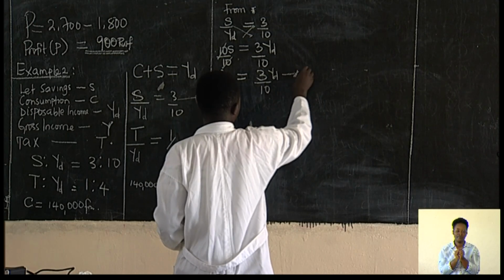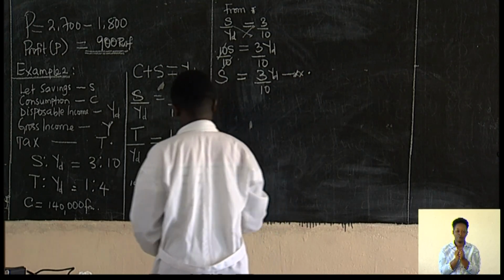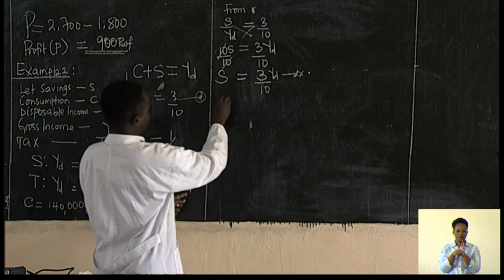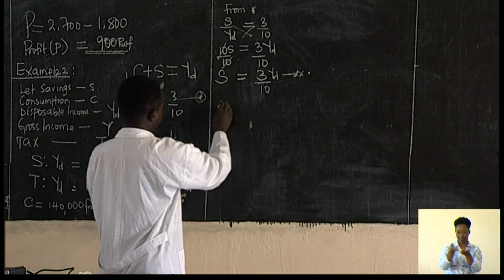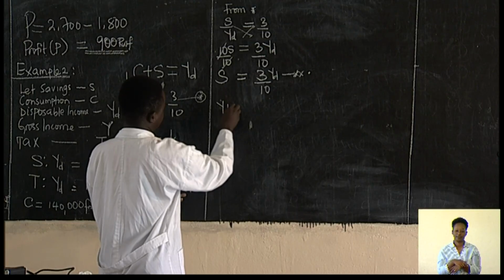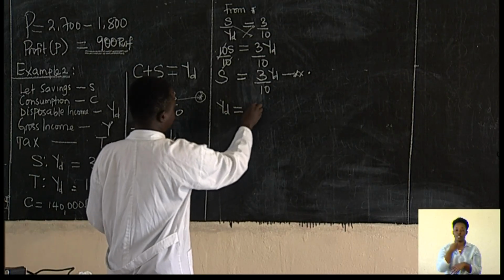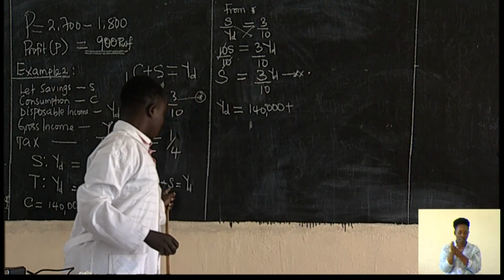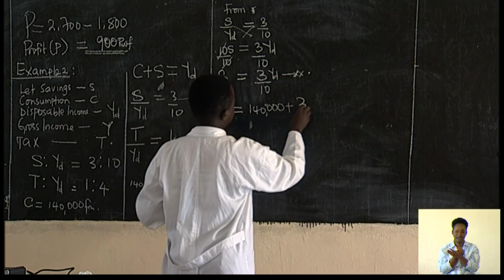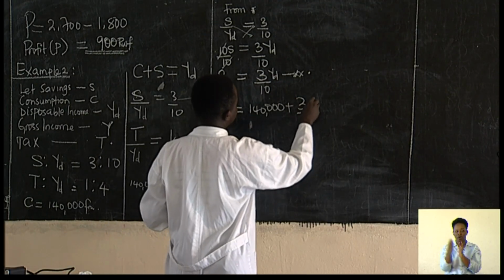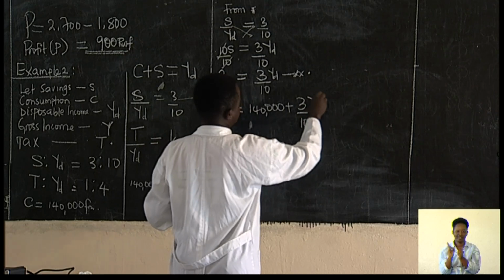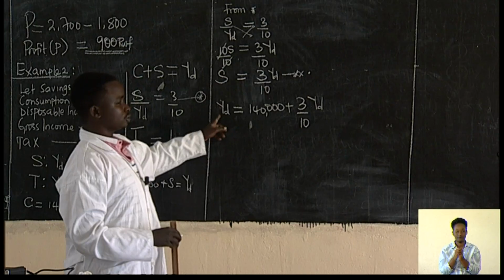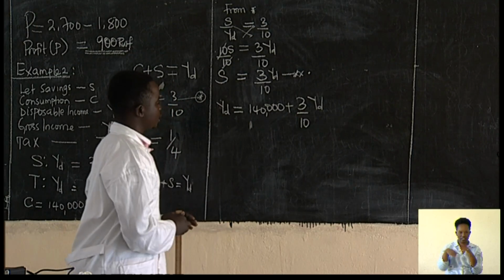So this one, we can substitute in this. Our disposable income should be equal to 140, which is consumption, plus savings, but savings is 3 out of 10 YD. Then from here you can solve this, and you get your disposable income.